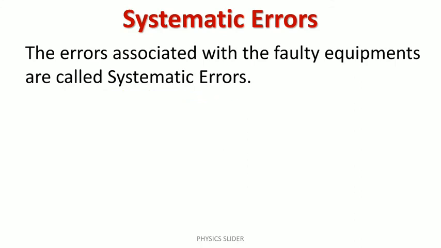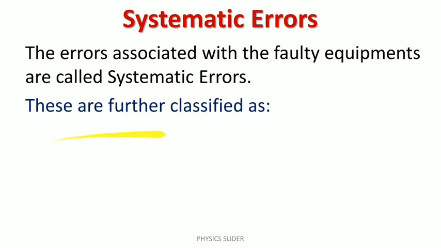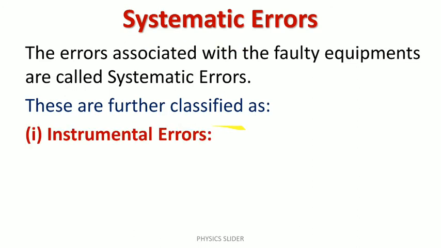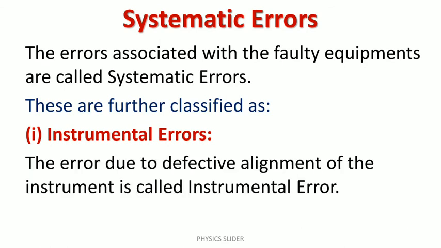Now, the systematic errors are further classified as instrumental errors. What are instrumental errors? Watch here. The error due to defective alignment of the instrument is called instrumental error. What is defective alignment of the instrument? We will see here, and that must be categorized under instrumental errors as a subheading of the systematic errors.